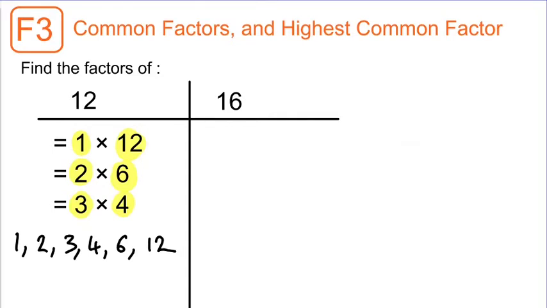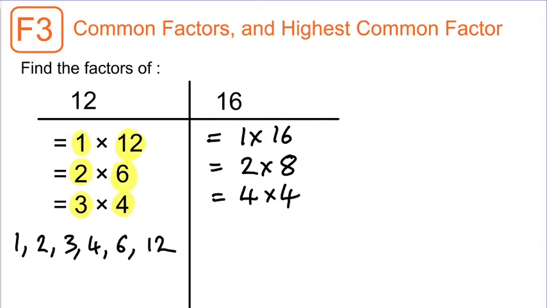Now let's find all the factors of 16. As always, we start with 1 times 16. Then we know that 16 is 2 times 8. Now I know that 3 doesn't go into 16, so I'm going to leave 3 out. But 4 does go into 16. 16 is 4 times 4, so 4 times 4 is a factor pair of 16.